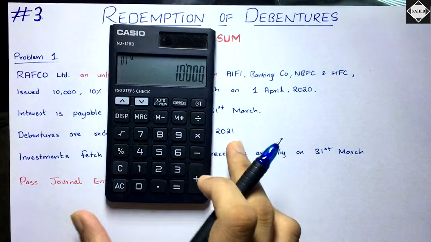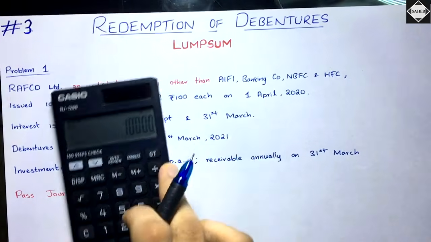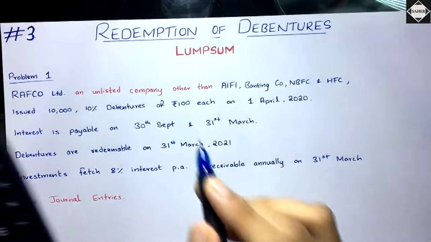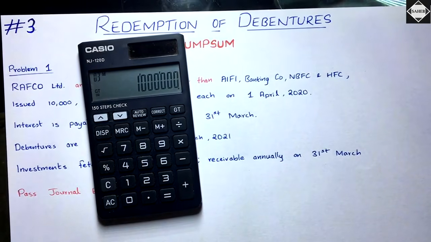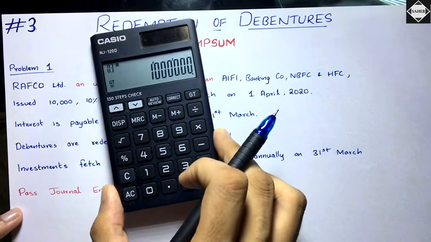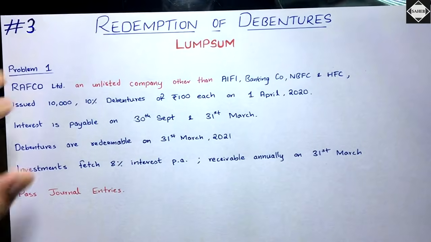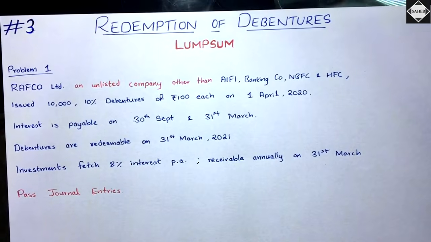Yeah, this is the number of debentures into the face value. It is issued at face value only, rupees 100. So into 100, that's equal to 10 lakh. So this is the total value of the debentures being issued, the face value. So this much money the company has received. Which company? RAFCO Limited. Is that clear?